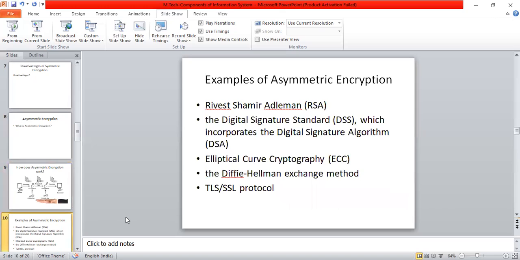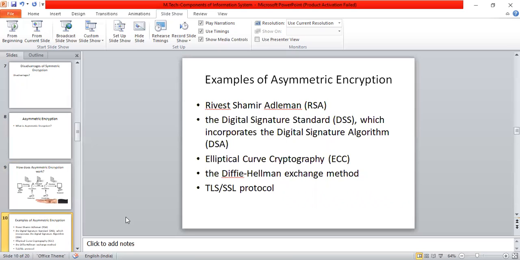Some examples of asymmetric encryption are also there. One is Rivest-Shamir-Adleman, RSA. The second is the Digital Signature Standard, DSS, which incorporates the Digital Signature Algorithm, DSA. Another example is elliptic curve cryptography, ECC. Then the Diffie-Hellman exchange method. And the last one is the TLS/SSL protocol.